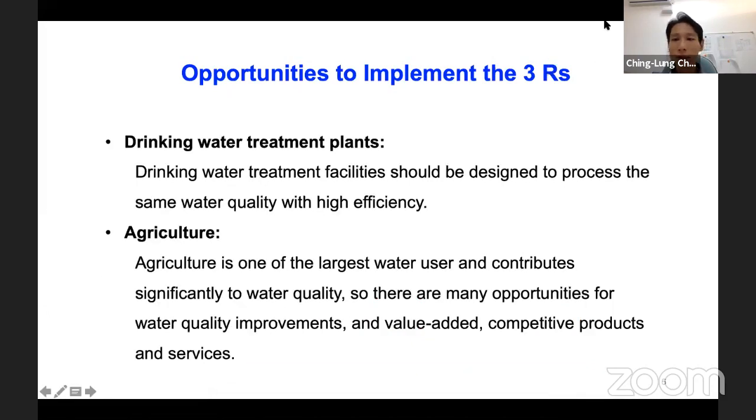Okay, and then here comes the drinking water treatment plant. A drinking water treatment facility should be designed to process the same water quality with high efficiency. And then the next one is agriculture. Agriculture is one of the largest water users and contributes significantly to water quality. So there are many opportunities for water quality improvement and value-added or competitive products and services.